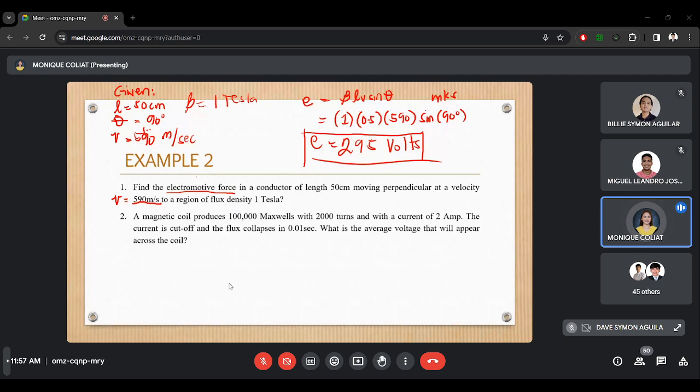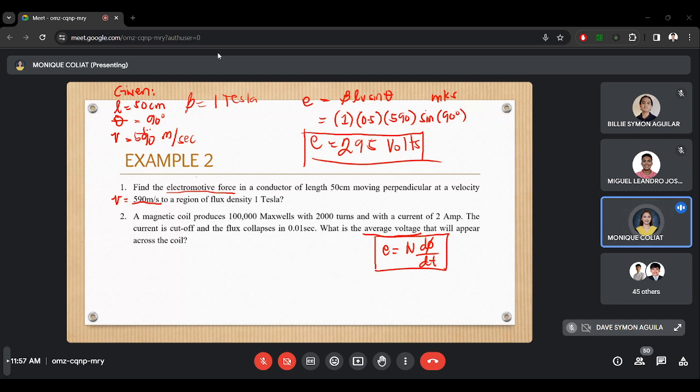Okay. So, next example. A magnetic coil produces 100,000 Maxwell with 2,000 turns and with a current of 2 ampere. The current is cut off and the flux collapses in 0.01 seconds. What is the average voltage that will appear across the coil? Pag average voltage, anong formula? E is equals to N d flux over dt. Yan ha, basta average voltage yan ang formula natin.